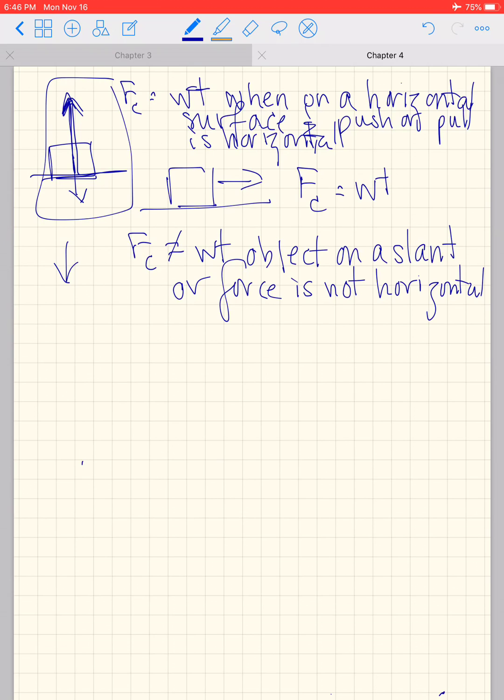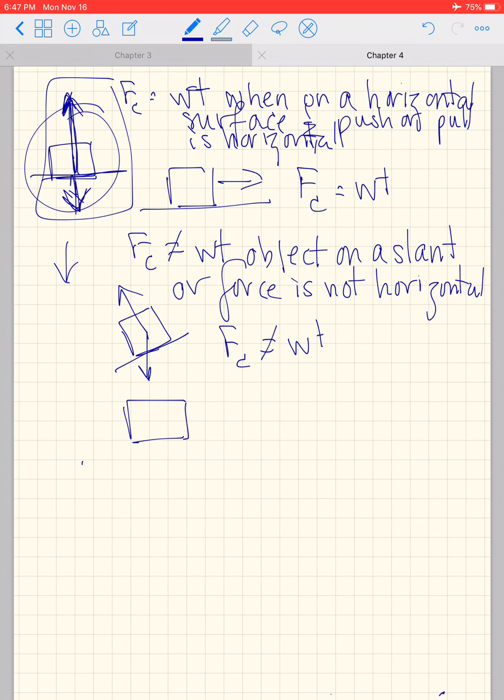Okay, so then we're trying to identify: if I have force of contact, is force of contact always going to be equal to weight? Because it looks like force of contact is just trying to compensate for weight, and in this case, that's exactly what it's doing. But it's not always going to be able to do that. Sometimes it's not equal to weight, and it's not when the object is on a slant or the force is not horizontal. So for example, like I gave you before, this is my weight, and this is my force of contact. In this case, force of contact does not equal weight.